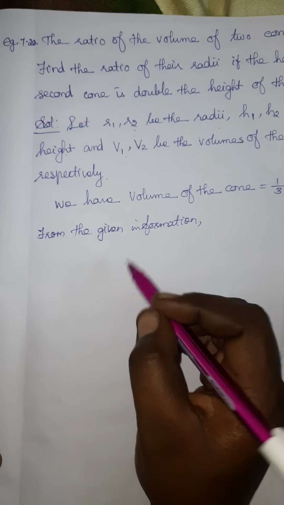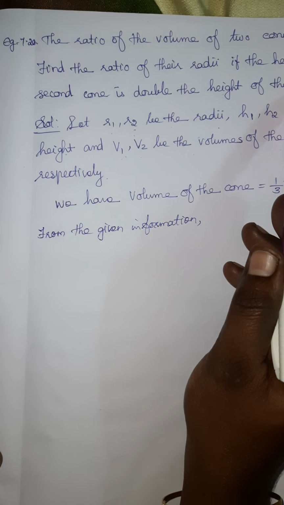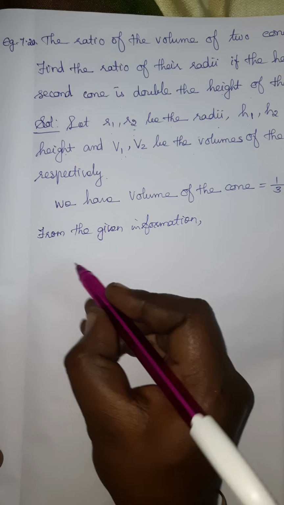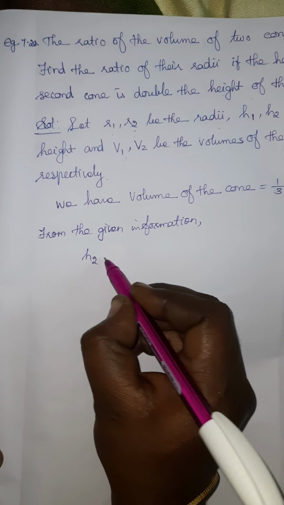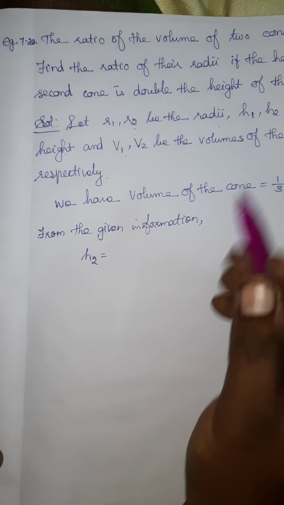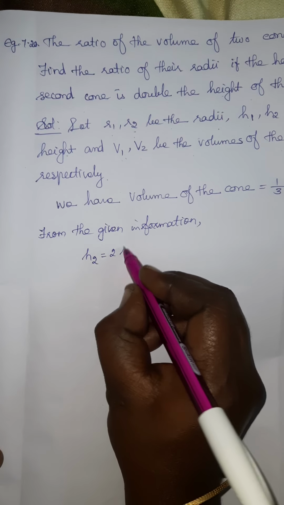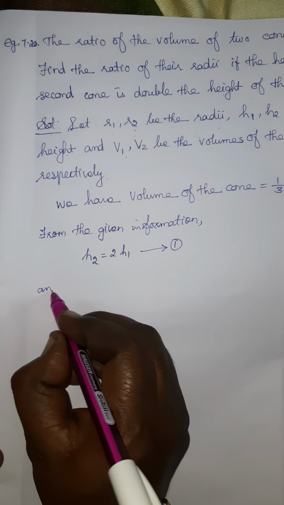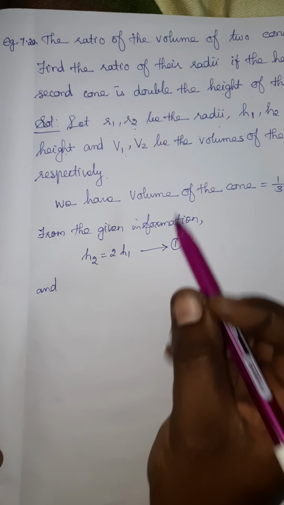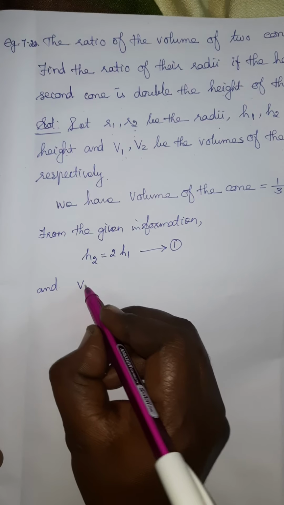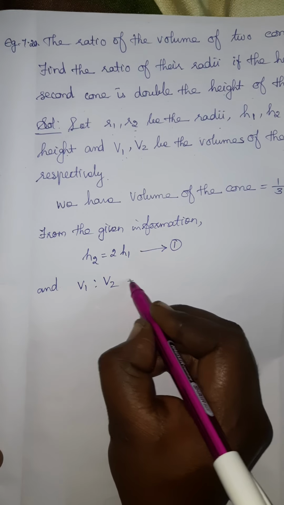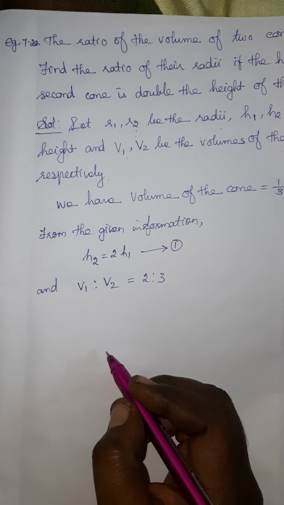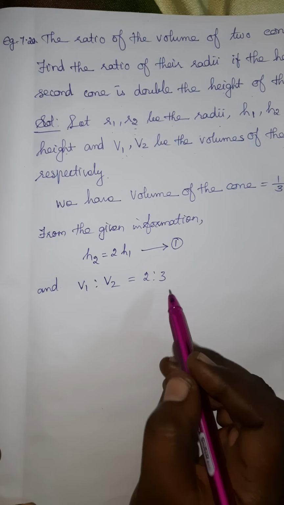Volume we can write second. Here, the height of the second is double the height of the first. So h2 is equal to double the height of the first, 2h1. Okay, this is equation number 1. And the ratio of the volumes of the two cones, V1 is to V2, is equal to 2:3.